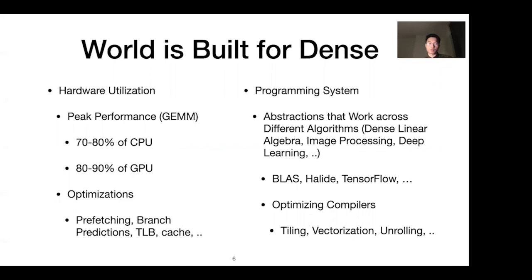In terms of programming systems, there are a number of abstractions that work well across different domains, such as BLAS for dense linear algebra, Halide for image processing, TensorFlow for deep learning. And we always know optimizations such as tiling, vectorization, unrolling are very effective for dense computations.